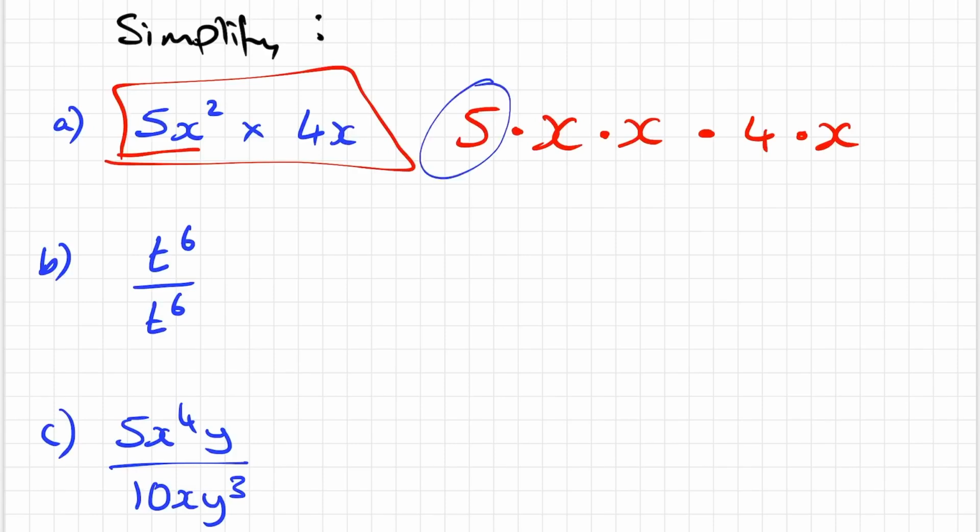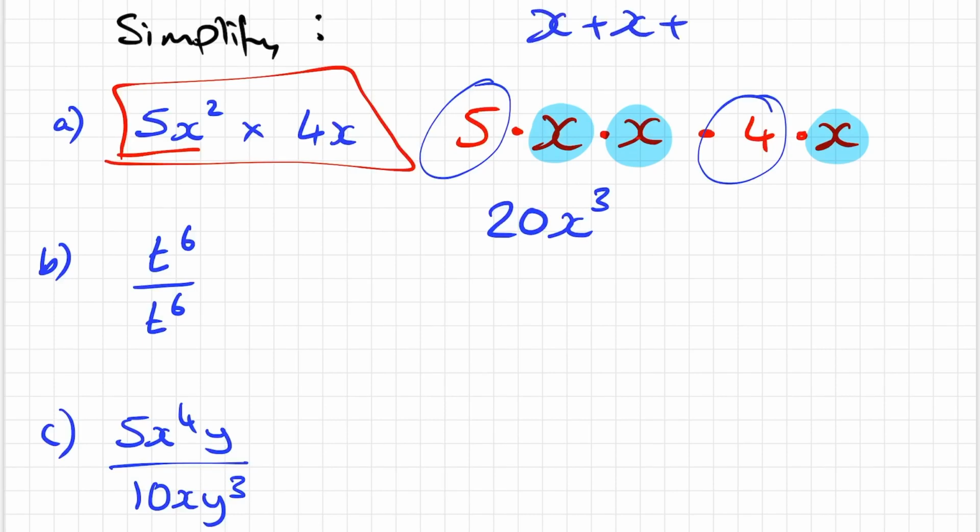You can see here that I've got 5 times 4. So let's just do the numbers first. 5 times 4 is 20. And then I have x times x times x, which is x cubed. Remember, x plus x is the sum of these terms, which will be 3x.